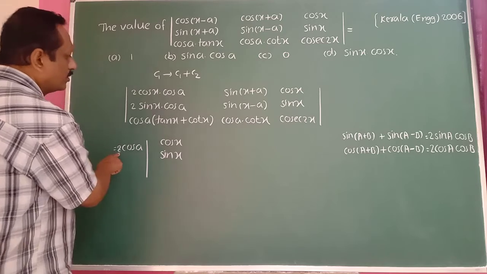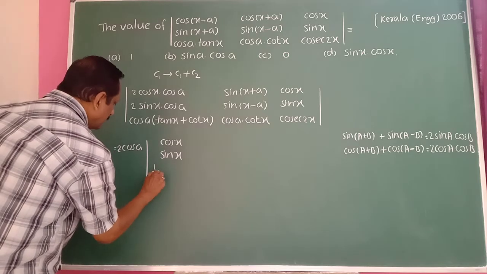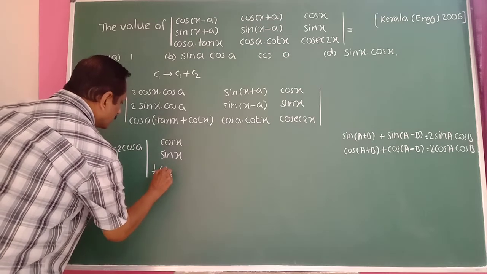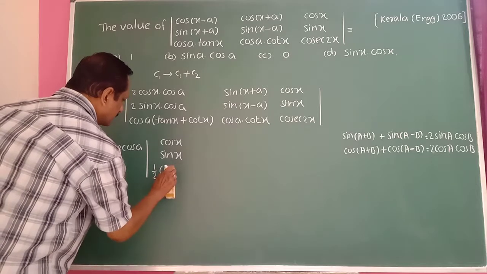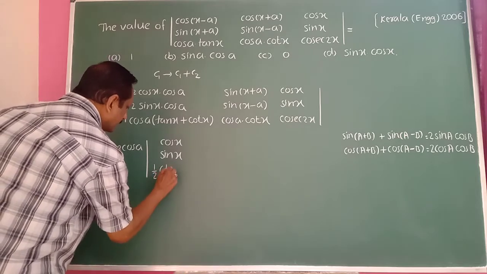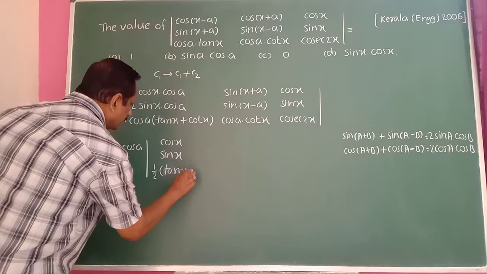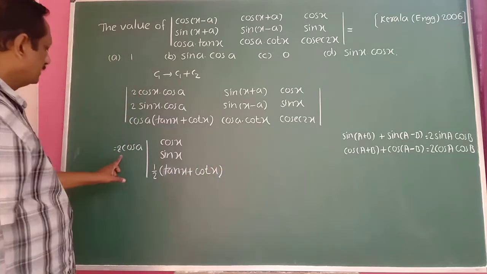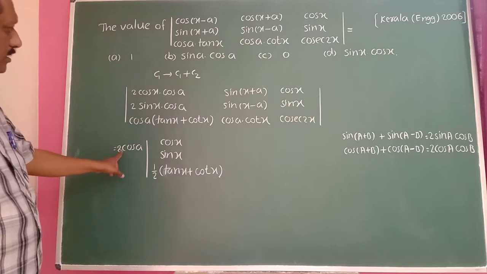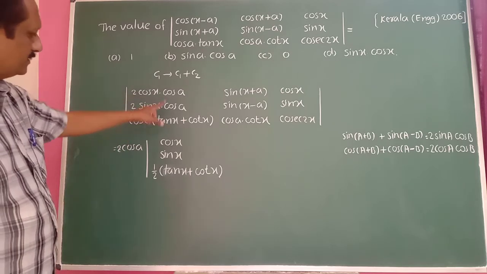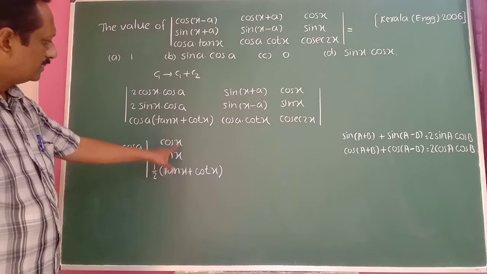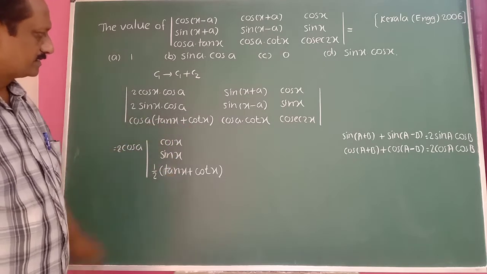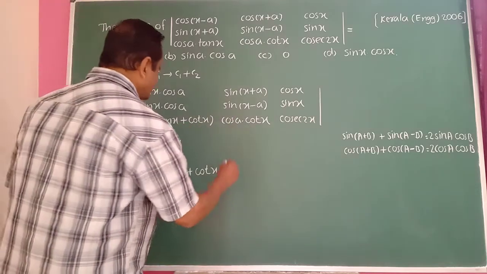Then you are taking 2 common, hence 1 upon 2 into tan x plus cot x here. Because you are taking 2 cos a as a common factor, it is 1 by 2 into tan x plus cot of x. The remaining two columns are written as it is.